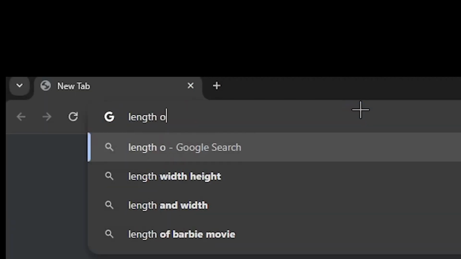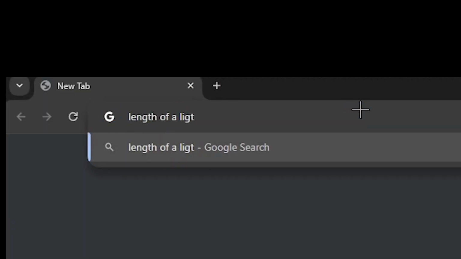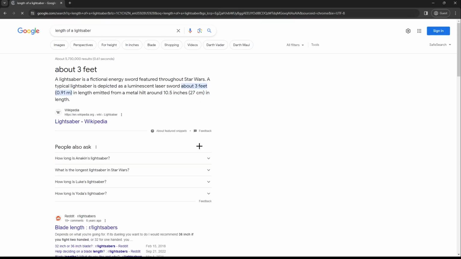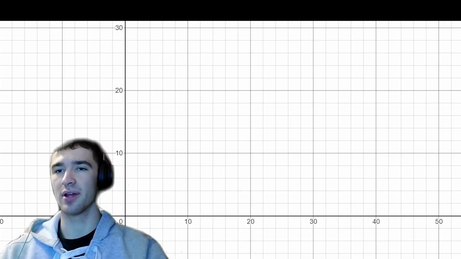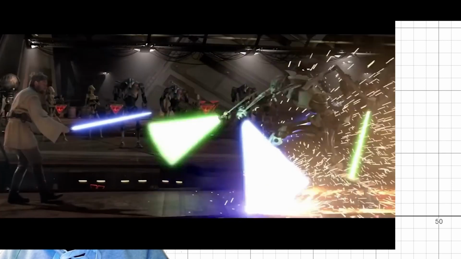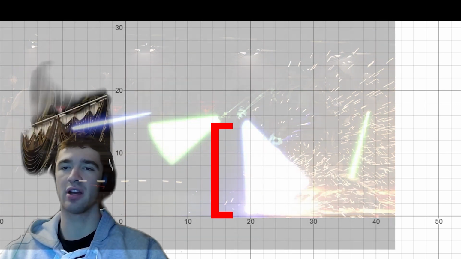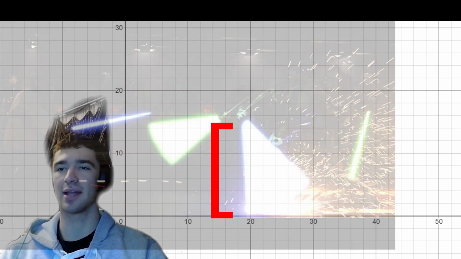After conducting further research, we can find that the average lightsaber is 3 feet long, which we will use as the amplitude. Because the midpoint of the graph is Grievous's hand, we will have to account for the fact that it is one lightsaber's length off the ground by raising the midline 3 feet up.